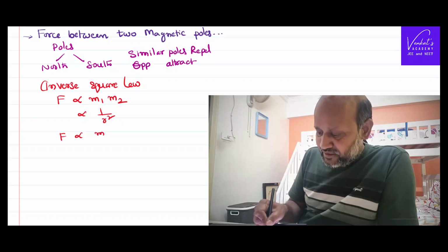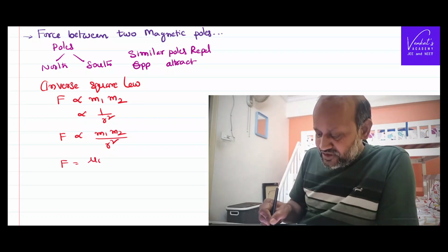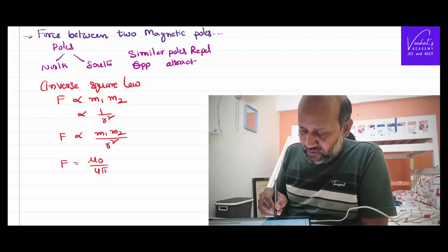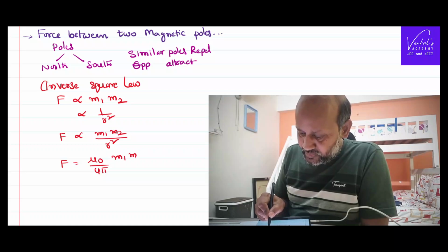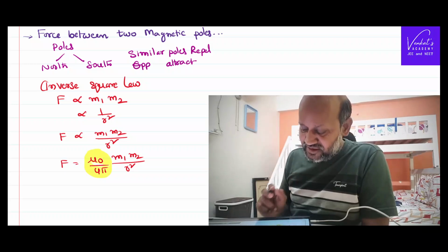By combining all of them, we can write, and we can eliminate the proportionality with a constant which is determined based on experimental observations. F equals mu naught by 4 pi m1 m2 by r square, where mu naught by 4 pi is a proportionality constant and it is found based on experimental results.